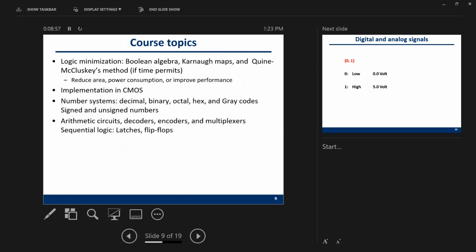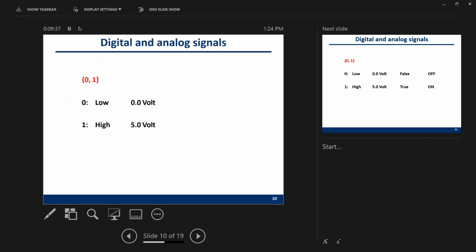In this lecture, we will cover Boolean algebra and the algorithm that can simplify Boolean algebra. By simplification, of course, we can reduce the area and the power consumption. We will also cover how to encode numbers: binary, hex, and decimal. Then we will introduce some very basic components of the circuit, including the decoder, the encoder, and flip-flops.